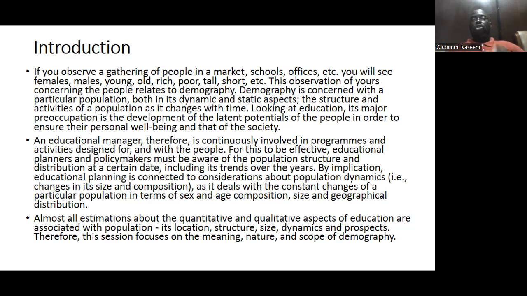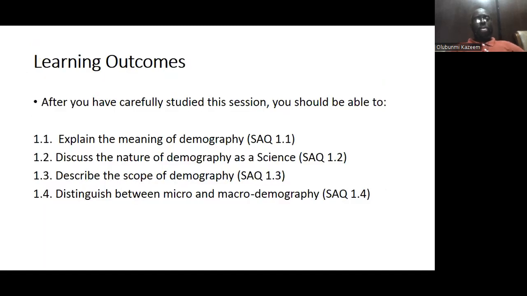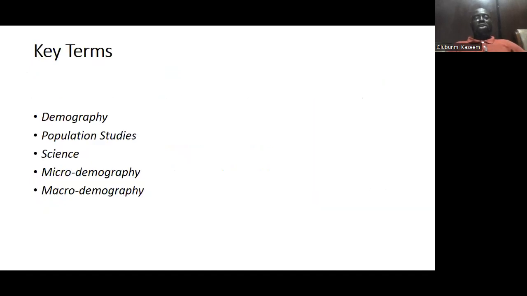This particular study session is an introduction into this course. So at the end of this session, you should be able to explain the meaning of demography. You should be able to tell us the nature of demography as a science. You should be able to describe the scope of demography and distinguish between micro and macro demography. The key terms in this session are demography itself, population studies, science, microdemography, and macrodemography. These are key terms that on your own, at the end of this study session, you should be able to understand, explain, define, and apply appropriately.